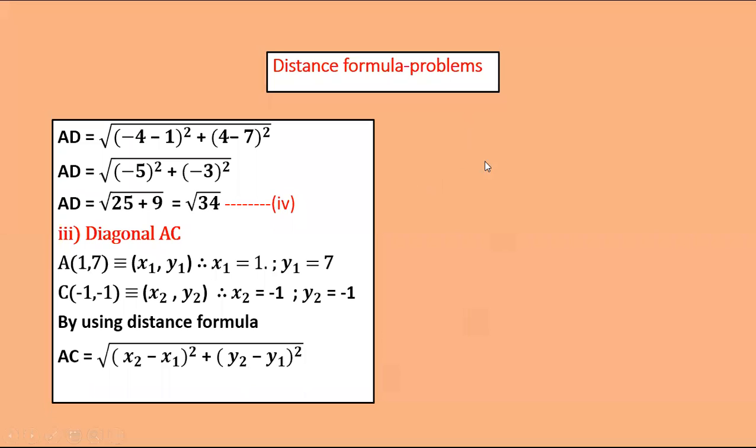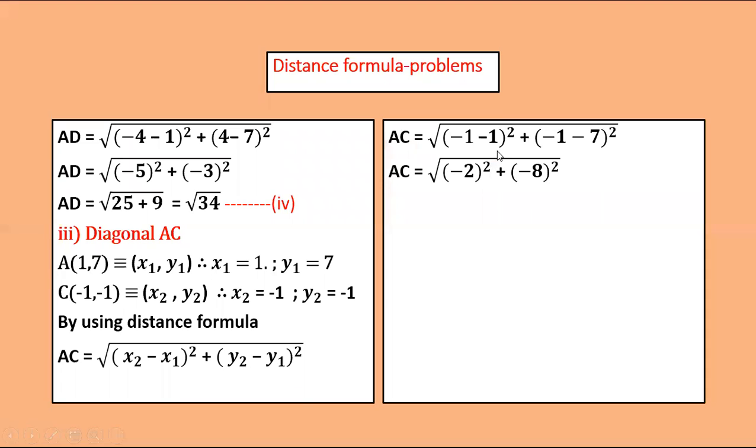AC is equal to square root of (-1 minus 1) square plus (-1 minus 7) square. In the square root, -1 minus 1 is -2, square, plus -1 minus 7 is -8, square. AC is equal to square root of -2 square which is 4, plus -8 square which is 64. 64 plus 4 is equal to 68. Equation number 5.